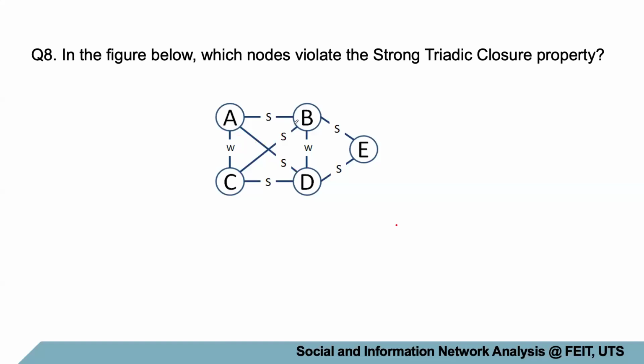Now for B, it has these two strong ties, AB and BC, and there's an edge AC here, so it's okay. But for BC and BE, they are both strong ties, so there should be an edge CE here. Then it can satisfy the property, but it doesn't have it, so node B violates the strong triangle closure property.